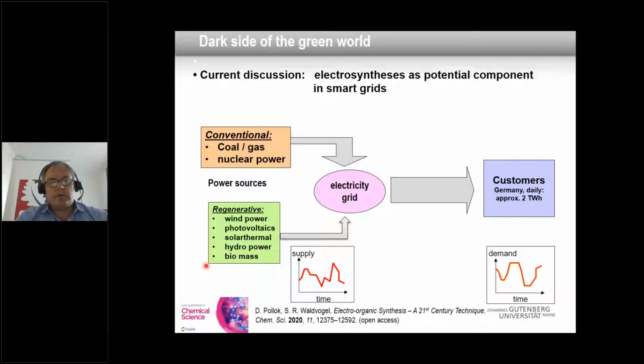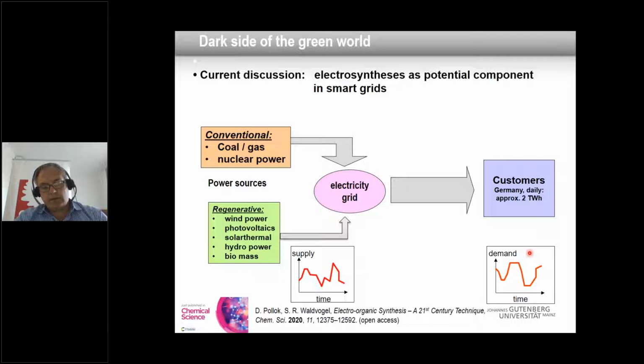Why should we focus on that? As you know, in many countries, especially in Germany, coal firing and gas firing will be switched off pretty soon. The nuclear power plants are mostly switched off. We will rely more and more on regenerative power sources. This will feed into the grid, but the supply is not usually the same as the demand.